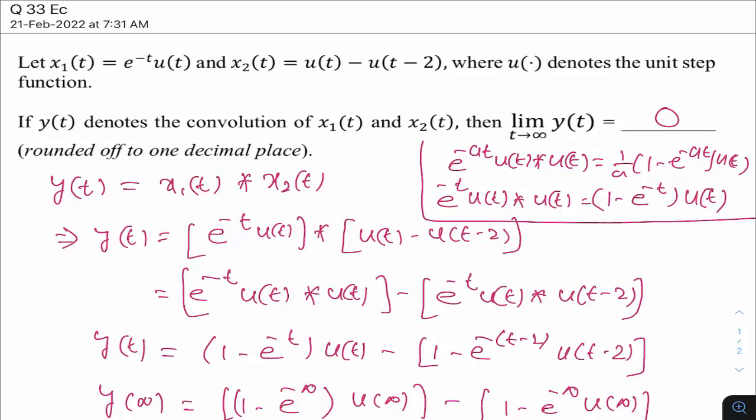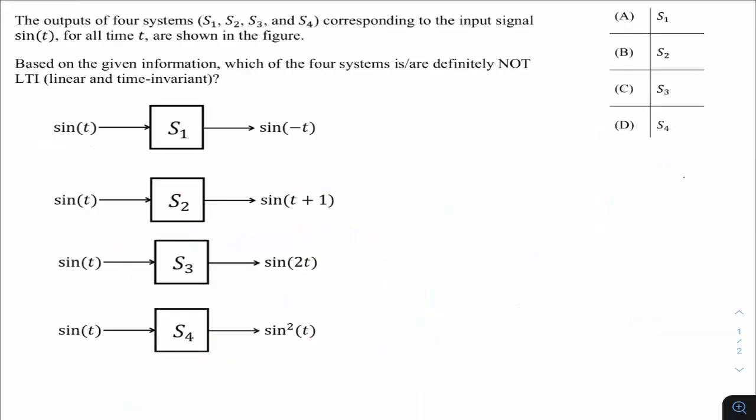So this answer is 0. You can even attempt these questions using the graphical approach or using the Laplace transform. Either way you can solve, and the answer will definitely be 0. This question was asked in GATE 2022 of EC. This is from the signals subject and from system related concepts.